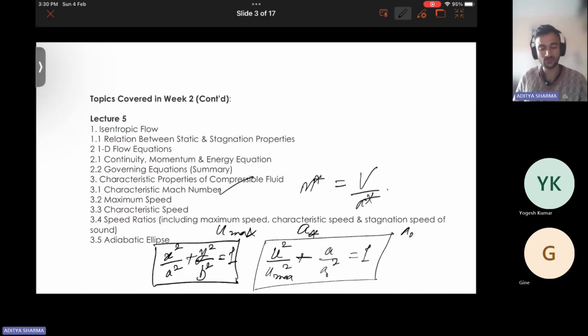Okay. So mathematically this was the adiabatic ellipse, and in this topic, on the graph, various flow regimes for the compressible flows were mentioned and discussed, and we went through that. So this was about lecture 5, topics related to lecture 5.